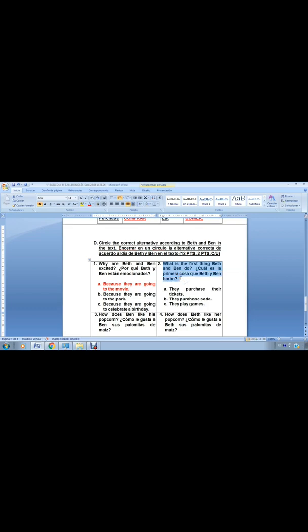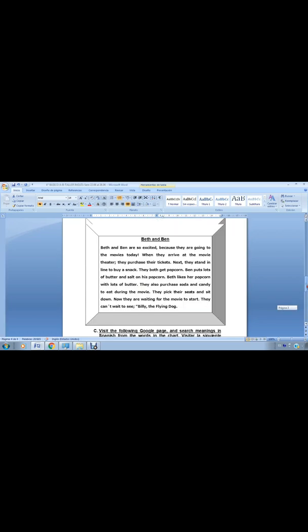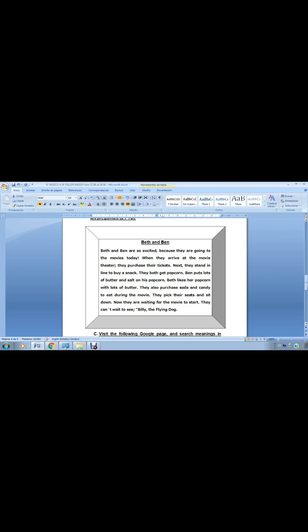What is the first thing Beth and Ben do? ¿Cuál es la primera cosa que Beth y Ben harán? Letter A, letra A. They purchase their tickets. Ellos comprarán el ticket. Letra B, they purchase soda. Ellos comprarán bebida o soda. And letter C y letra C, they play games. Ellos jugarán juegos de video.